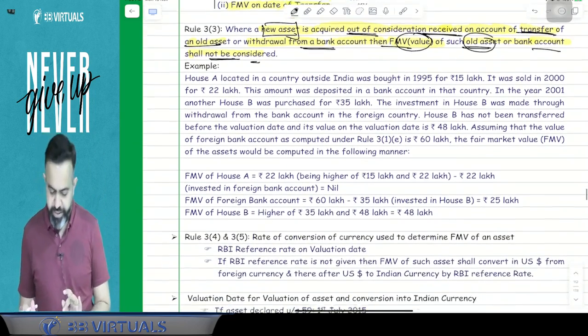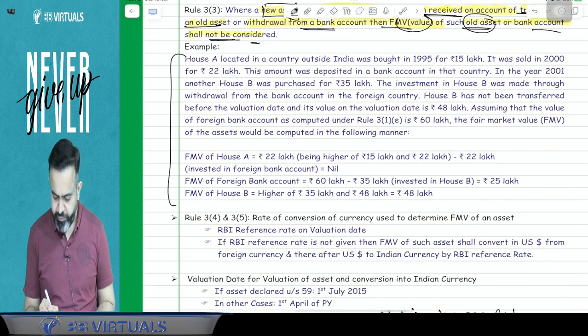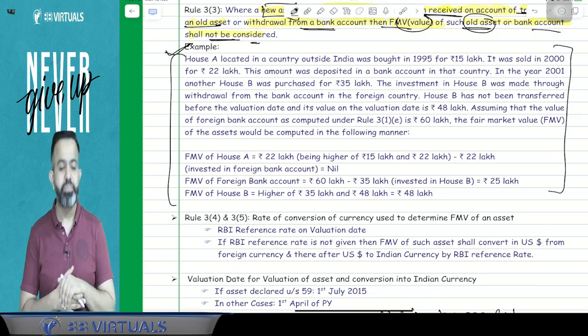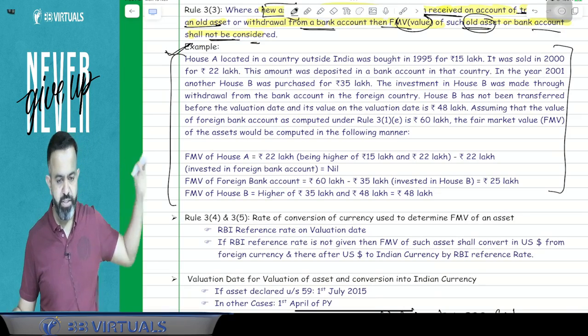Yeah. Now guys, just read this example, and one solution is given. Just read it with the solution, and if you have any doubt, then you can ask me.